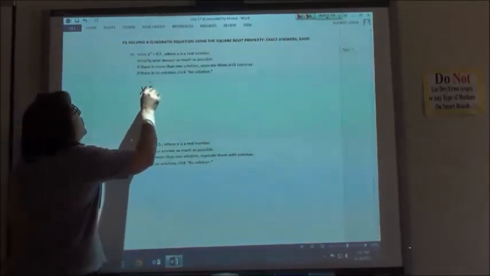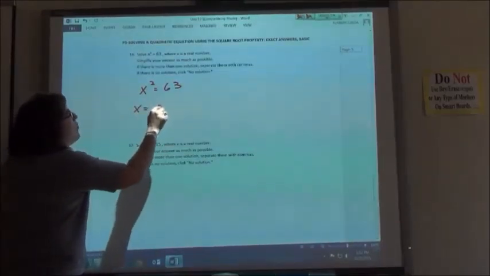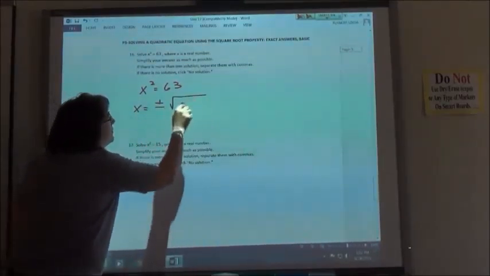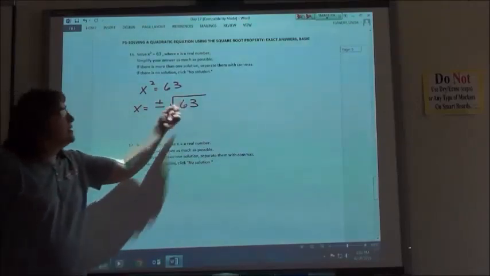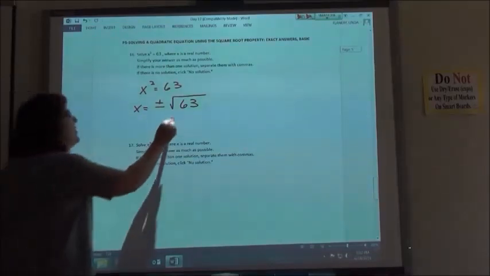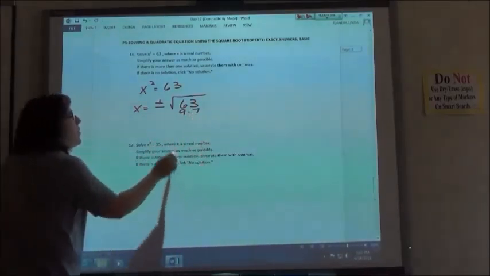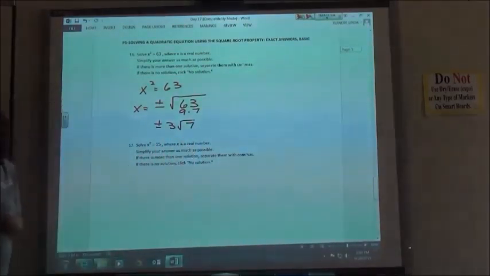So if x squared equals 63, x is going to equal plus or minus the square root of 63, since the square root is opposite of squaring. They're, of course, going to make you simplify that if you can. 63 we could factor into 9 and 7. And so I'm going to have plus or minus 3 square root of 7.